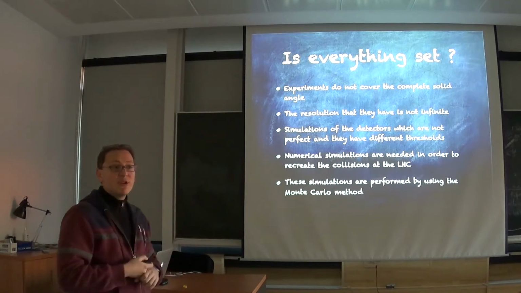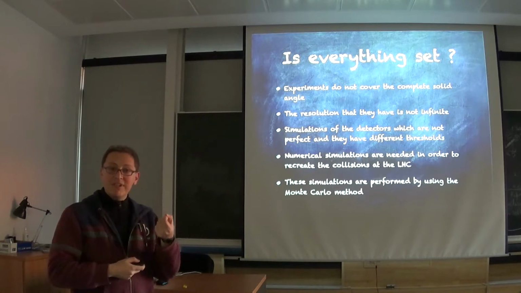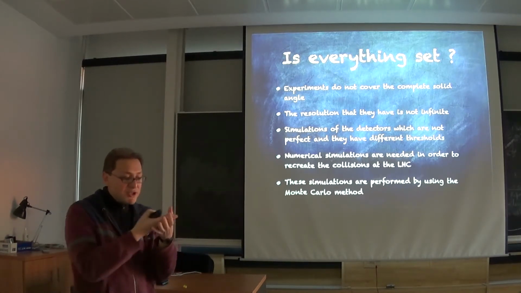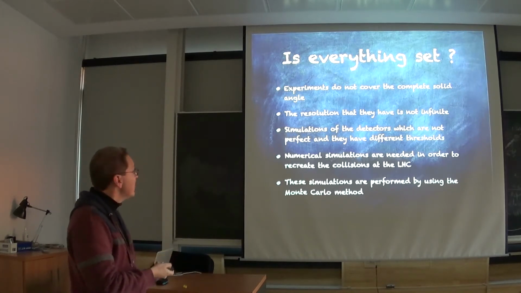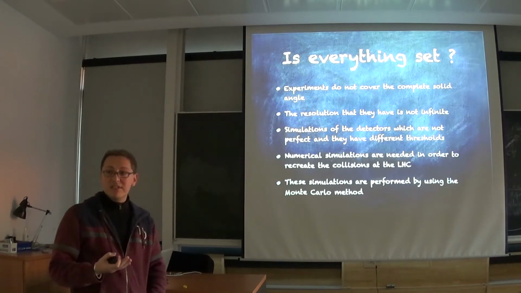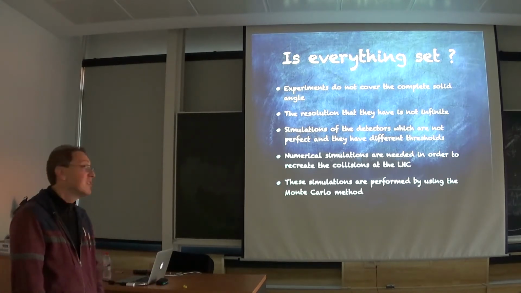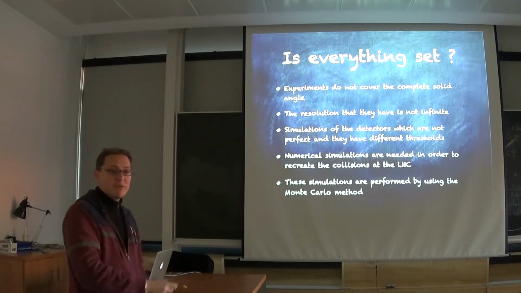The resolution is not infinite. They have a cone reconstruction. They have some, but not all of the parts. You can't have a bunch of particles crossing into one thing. It's not that simple. The simulations of the detector are not perfect. They have some efficiencies because you have to take everything into account. And they also have different thresholds. They cut some of the data sets.